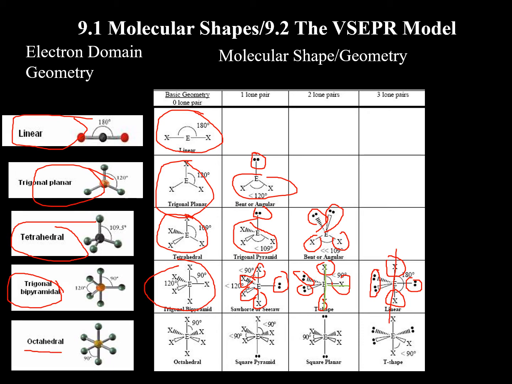And for octahedral, we have the octahedral. We have the square pyramid. Here's our pyramid. And we have 1 lone pair attached to the central atom. We have square planar, 4 bonding groups. Here's our plane. And we have a lone pair above and below. And we have a T-shape, which we did not talk about, I believe, but it's 3 bonding groups and 3 lone pairs attached to the central atom.